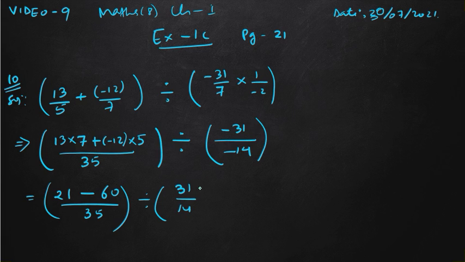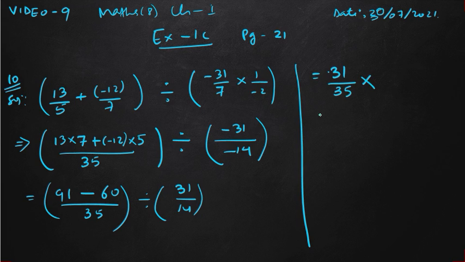Okay. So 21, not 21, it is 91. 91 minus 60. So this will be 31 by 35. Now this division will get converted into multiplication, and if you convert the division into multiplication, we need to take the reciprocal of 31 by 14. So the reciprocal of 31 by 14 is 14 by 31.